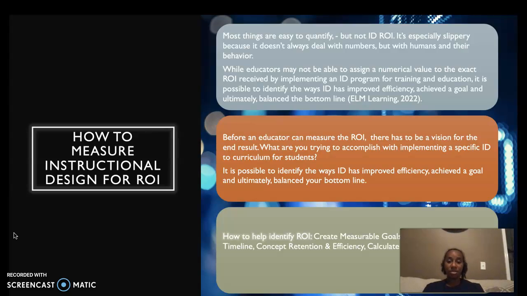Before an educator can measure the ROI, there has to be a vision for the end result. What are you trying to accomplish by implementing a particular instructional design curriculum for students? It is possible to identify the ways instructional design has improved efficiency, achieved a goal, and ultimately balanced the bottom line. How to help identify ROI: you can create measurable goals, establish a project timeline, measure concept retention and efficiency, and calculate production costs.